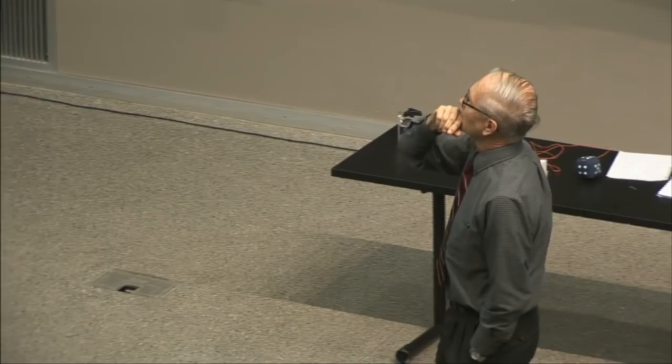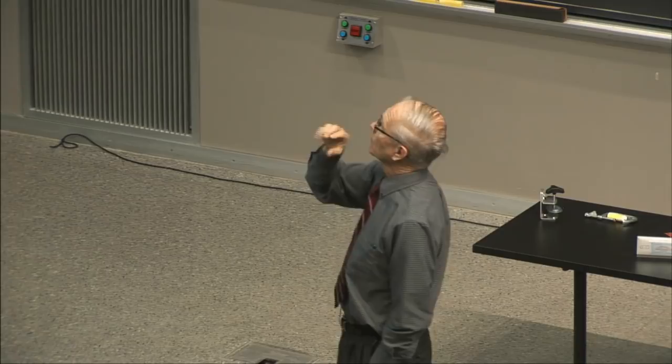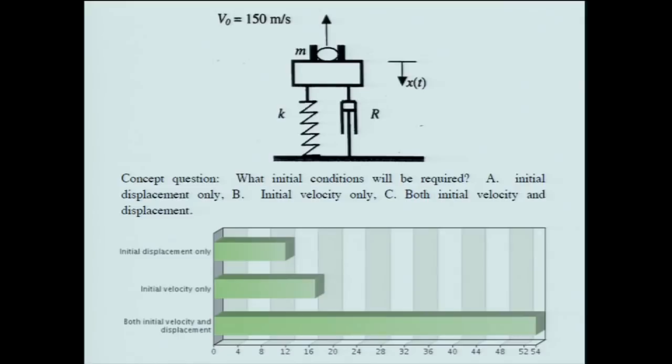This is a simple but actually sometimes hard to see through question. What initial conditions will be required? This problem can be solved by initial conditions. This mortar launches this shell. And the key to this question, for your mathematical model of the system, your equation of motion, is to write the equation of motion without the shell.